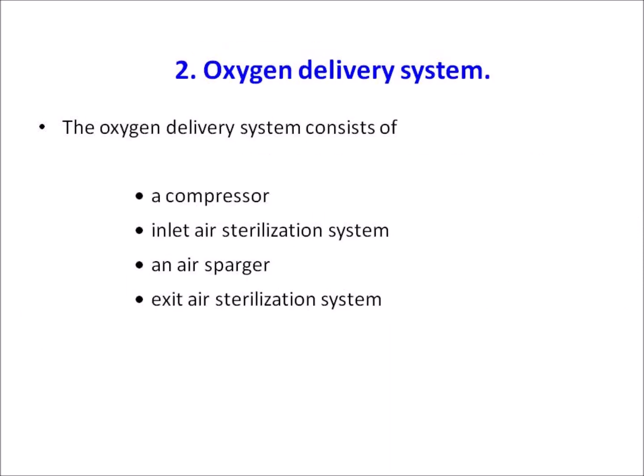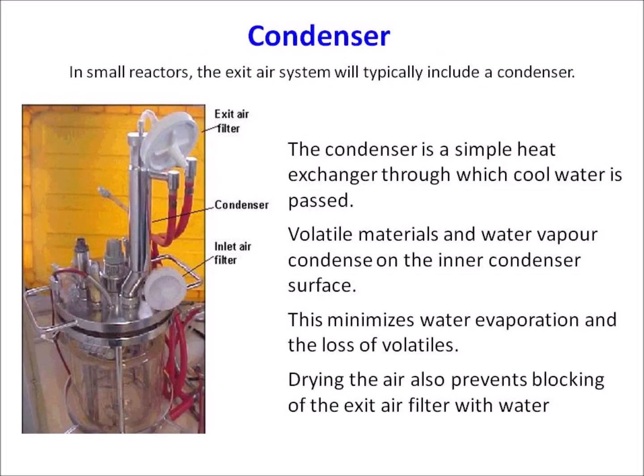The next is oxygen delivery system. The oxygen delivery system consists of a compressor, inlet air sterilization system, air sparger, exit air sterilization system, and the condenser. In small reactors, the exit air system will typically include a condenser.